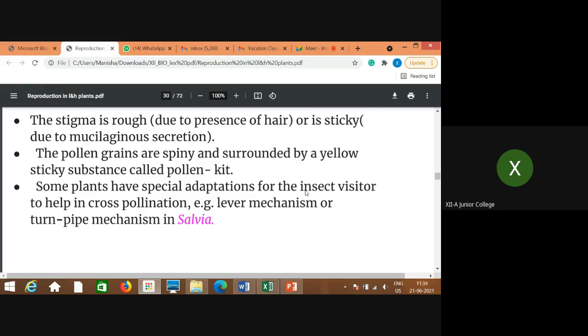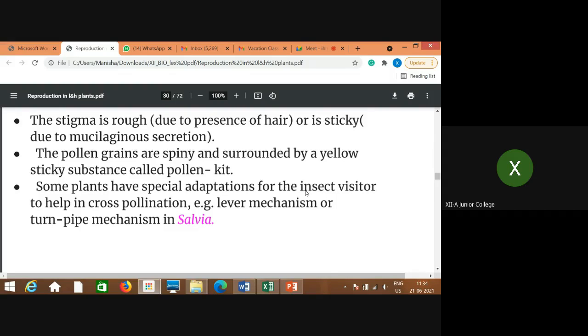Then pollen grains are spiny and surrounded by a yellow sticky substance called pollen kit. So pollen grains are always spiny, which helps them to adhere to the stigma. So this nature of the pollen grain, being spiny, helps. And also being surrounded by the sticky substance, that is pollen kit, it will get attached and will remain on the stigma when it comes in contact with it. So that is why the pollen grain's nature is very favorable for cross pollination, that is entomophily.